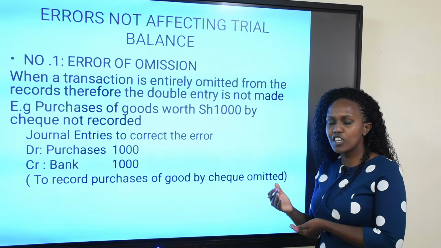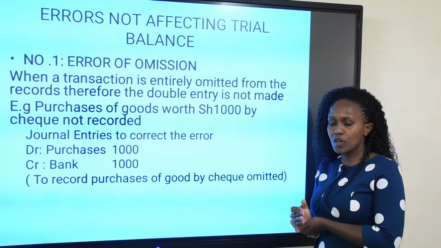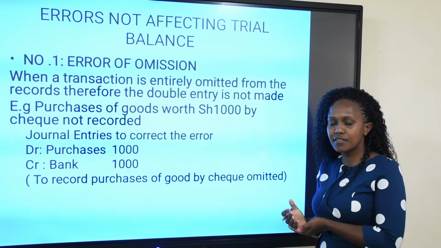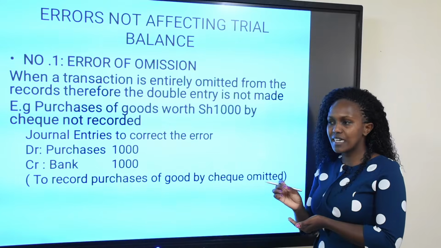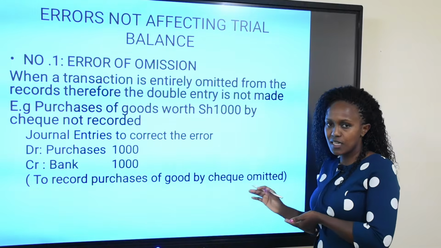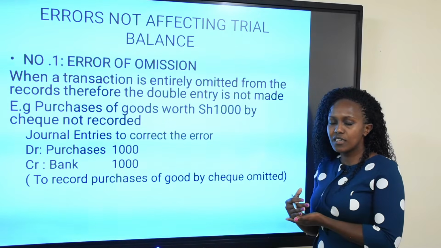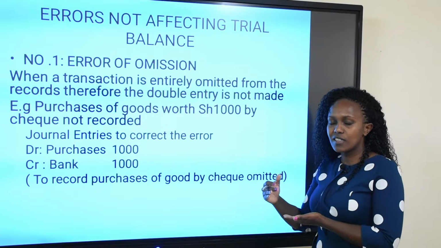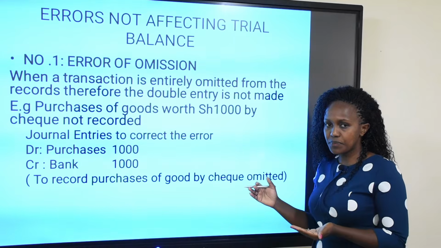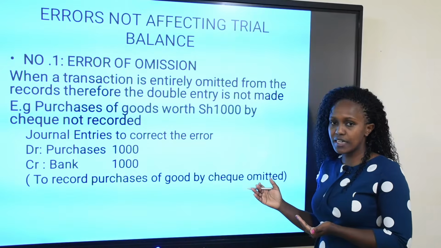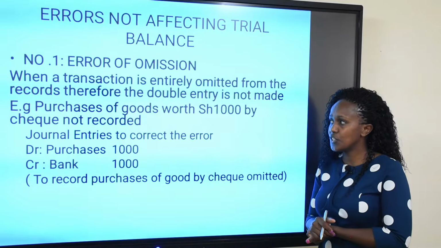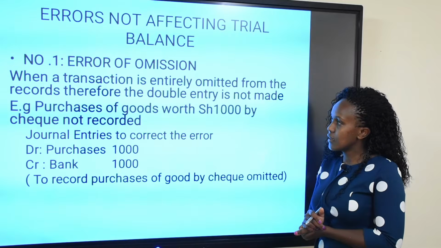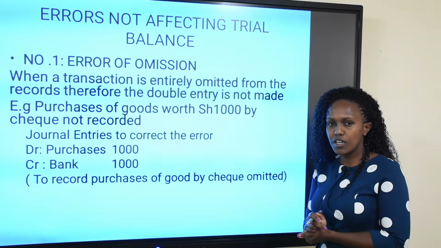For example, if you have journals or if you have transactions maybe on first, second, third, as you are recording, you forget a transaction maybe from first. That transaction not being recorded will not affect the trial balance because the other transactions that were recorded will agree. That is, the debits and credits will agree. So an example, e.g., you have purchases of goods worth shillings 1,000 that were bought by check are not recorded.